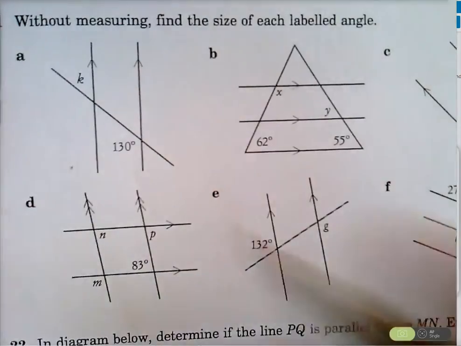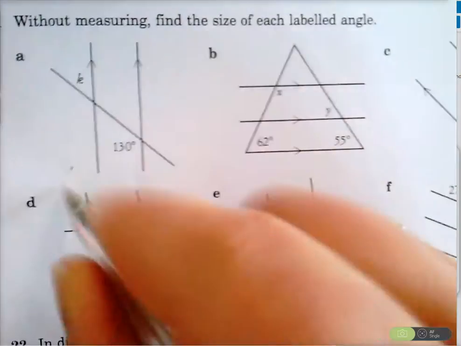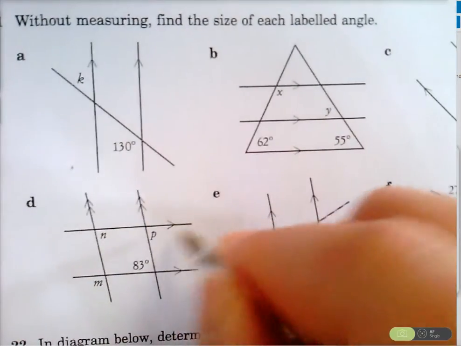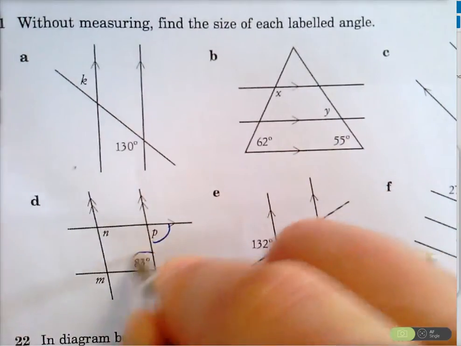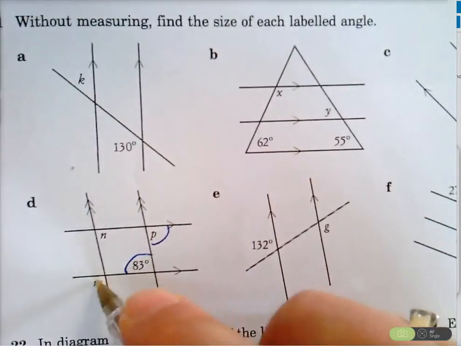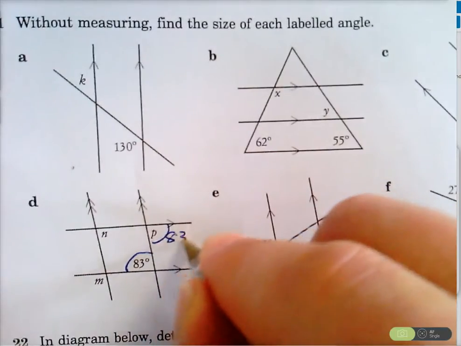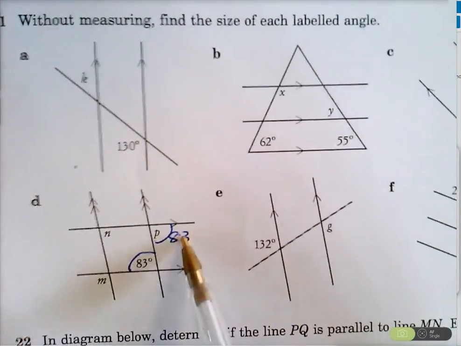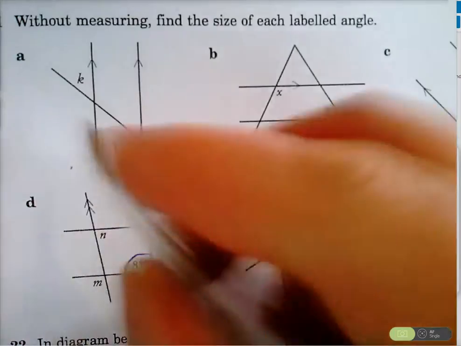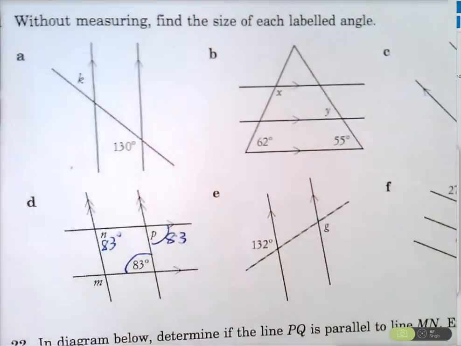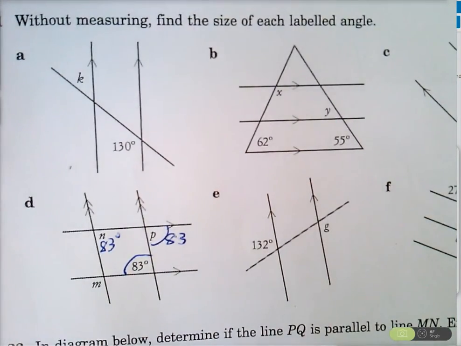D. All right, girls, we've got parallel lines here and parallel lines there. So, what about the P and the 83? What are they? Alternate. So P is 83. What about the P and the N? Corresponding. That's also 83. Now, you can't work out M in 1 step.